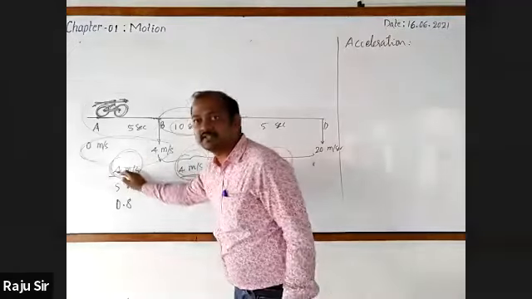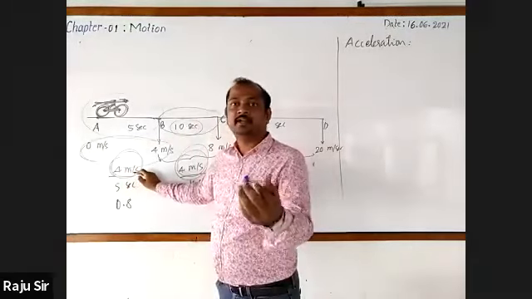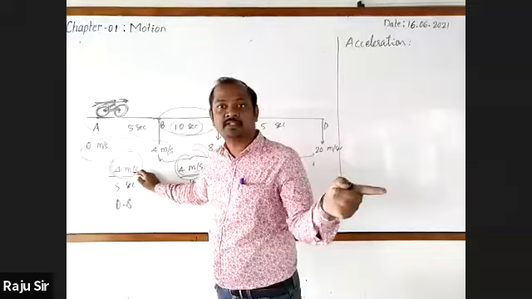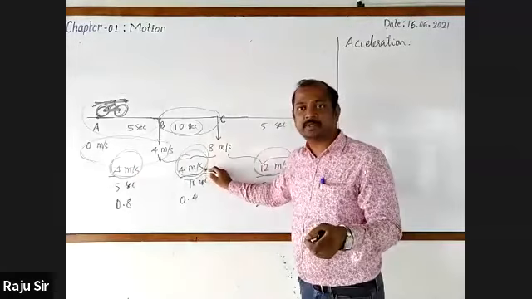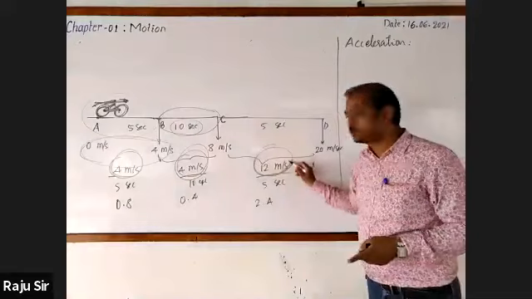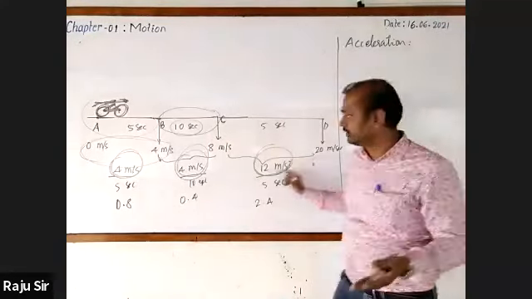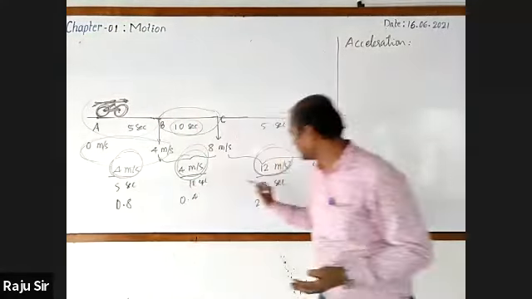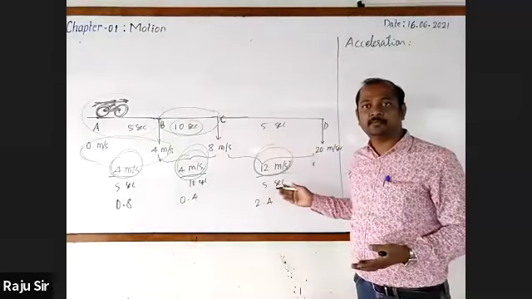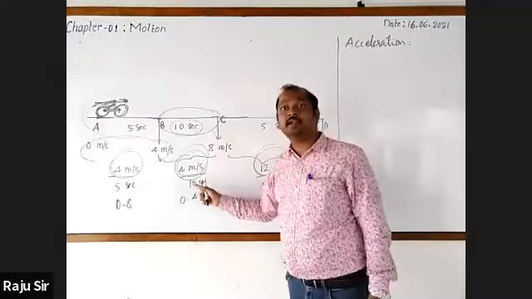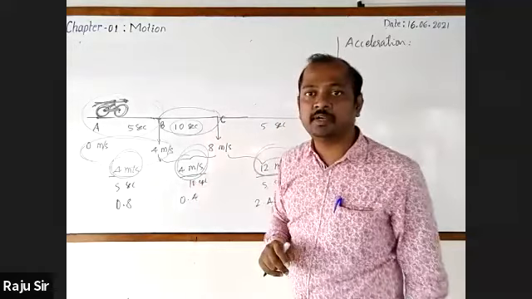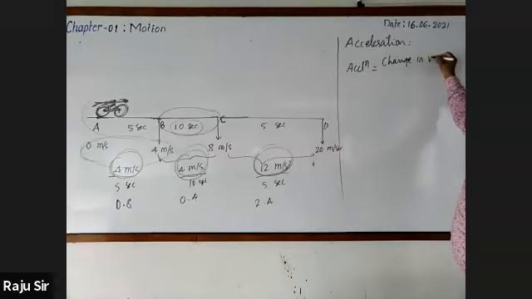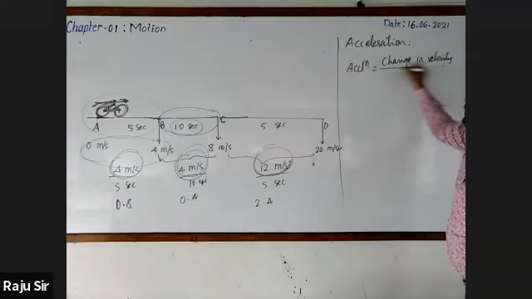Observe, I have encircled this. Here 4 meter per second indicates change in velocity. Here 4 meter per second, change in velocity. This 12 meter per second, change in velocity. Then 5 seconds, 10 seconds, 5 seconds are all time. Change in velocity and time taken. Hence, the formula can be written as (V minus U) by T: change in velocity by time taken.